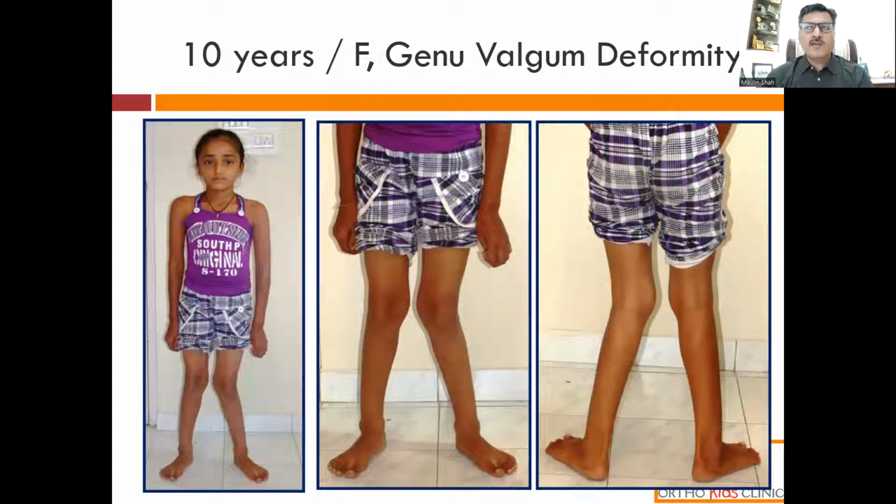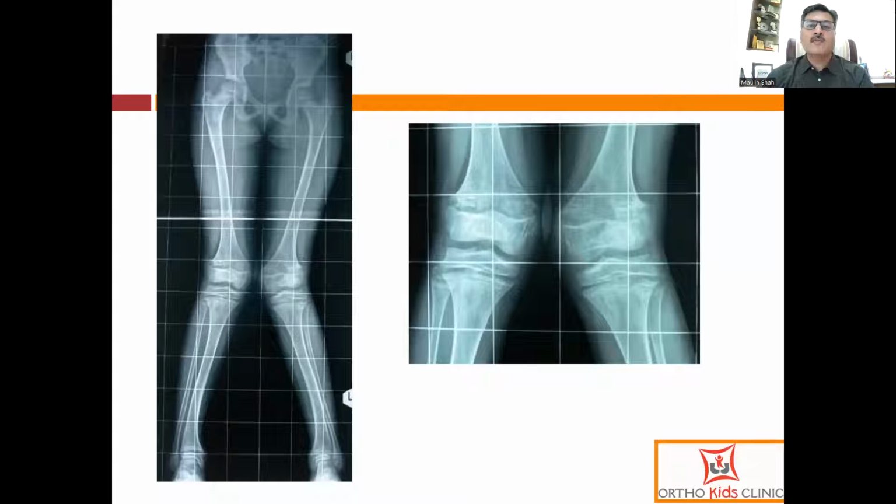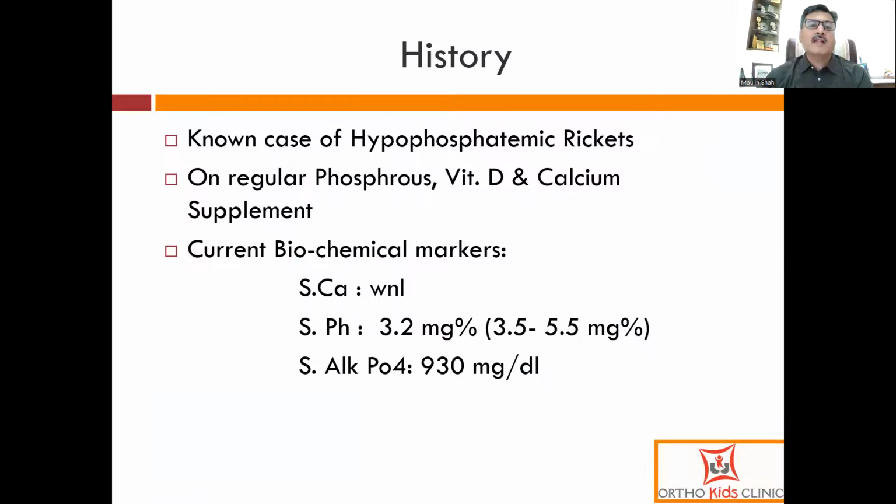Let's see an example and how we plan and how we execute this procedure. This 10-year-old girl with genu valgum deformity, bilateral, left side is more severely involved than the right, and she is a known case of hypophosphatemic rickets. So you can see the bone quality. So this patient should be simultaneously treated by the endocrine team or a pediatrician so that the bone quality is optimum. And her calcium was normal, but phosphorus was 3.2 and alkaline phosphatase was high. In hypophosphatemic rickets, one should not wait for phosphorus to normalize, but one can look at the alkaline phosphatase.